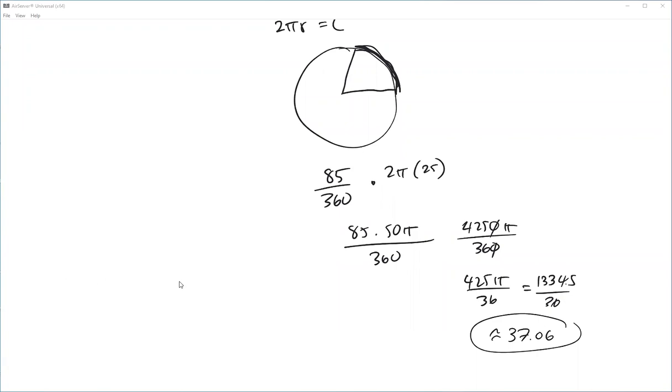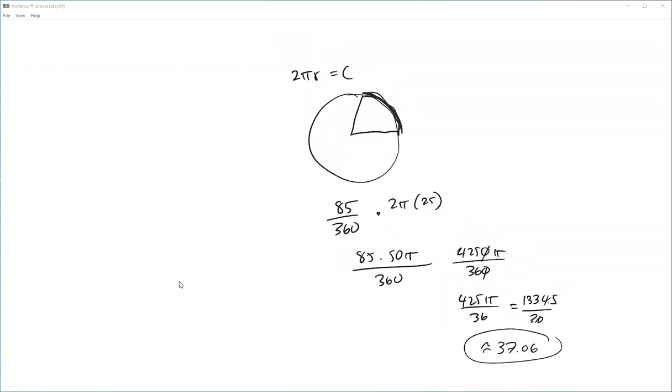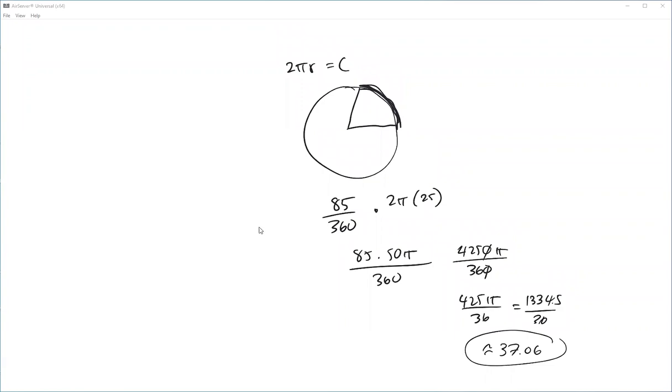All right, so this is number 2 on the pre-assessment. Just redoing this real quick. The question is, find the length of the arc on a circle of radius 25 feet intercepted by an 85-degree central angle. Express the arc length in terms of pi, then round your answer to 2 decimal places.